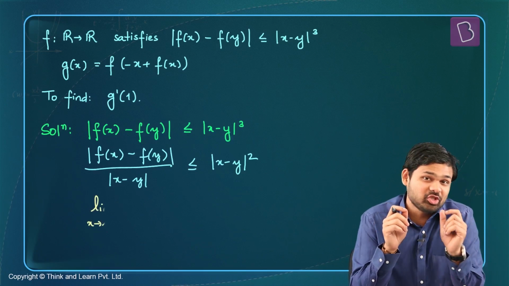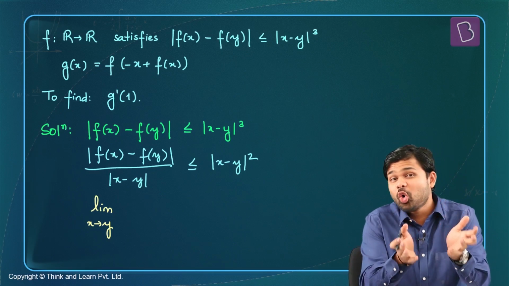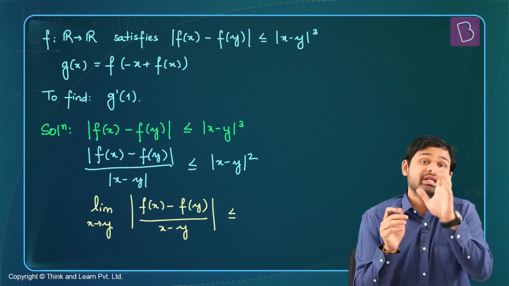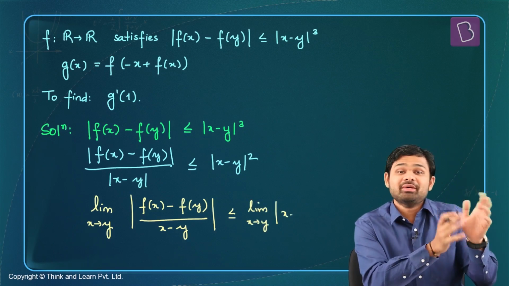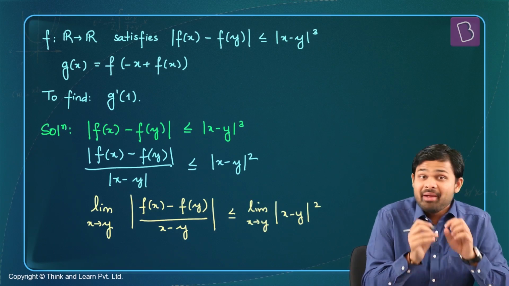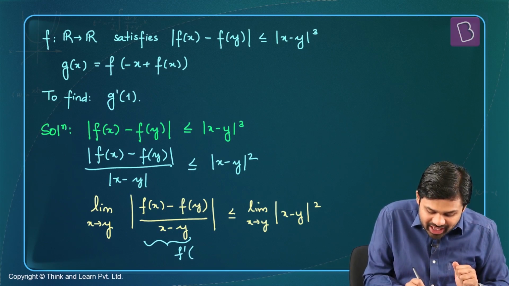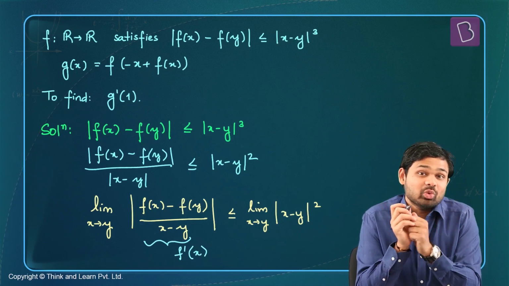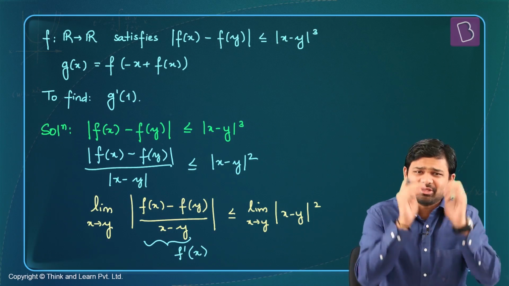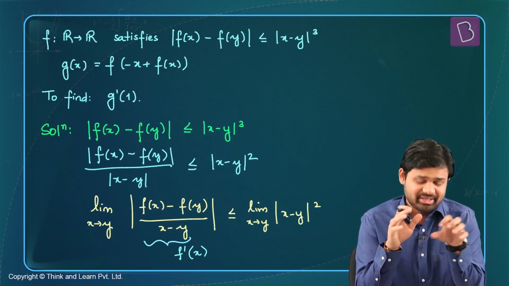So I will take limit as x tends to y of the left hand side, which will be an entire mod now because there's a mod in the numerator and the denominator. The whole mod of f of x minus f of y divided by x minus y, that's going to be less than or equal to the limit of x tending to y of the mod of x minus y the whole square. Now you see the derivative, don't you? You definitely see the derivative here, because the left hand side now, whatever is inside the modulus with the limit will be f dash of x, because x is tending to y. So if you write x minus y tending to 0 and consider x minus y as this variable h, then you have the derivative there.